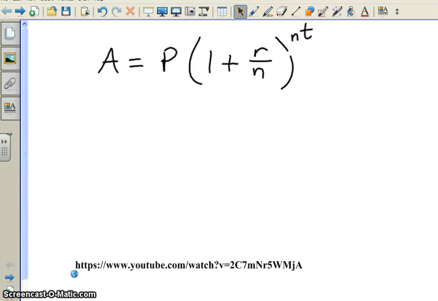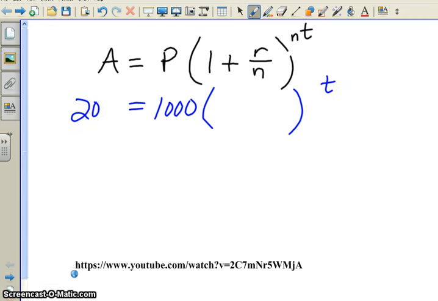Here's a compound interest formula, and let's say we deposit $1,000 into the bank and want to find out how much time, how many years it takes to double our money if we get an interest rate of 3% and interest is compounded monthly, 12 times a year. So we're trying to find that t in our exponent.